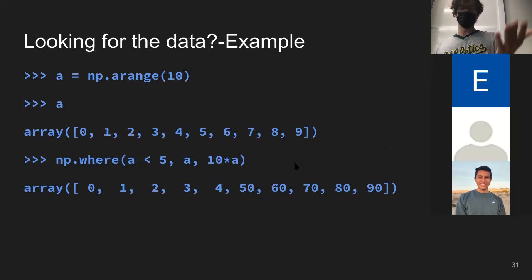And here's another example where you call numpy.where with the same condition, but now you want to multiply the other values by 10. That's what the last argument is doing. So essentially it's getting the values that are less than 5, keeping them from A, and then multiplying the other values in the array by 10, which is the last argument. So you see 50, 60, 70, 80, 90.